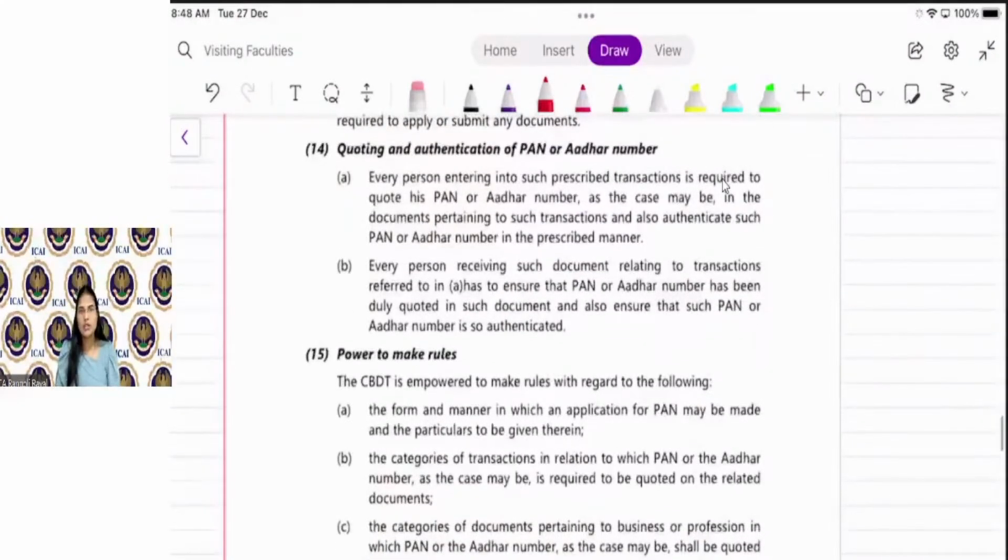Quoting and authentication of PAN and Aadhaar number. Every person entering into such prescribed transaction is required to code his PAN or Aadhaar, as the case may be, in the document pertaining to such transaction. So if you are having an Aadhaar, instead of PAN, you can mention your Aadhaar number also in all the documents which mandatorily require to code the Aadhaar number or PAN. And every person receiving such document relating to such transaction has to ensure that the PAN or Aadhaar has been mentioned on the documents.